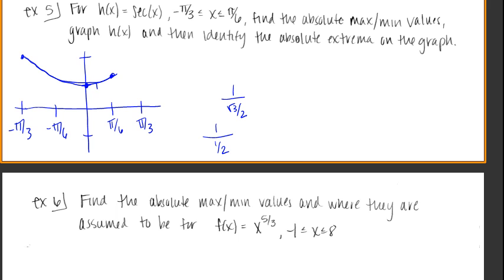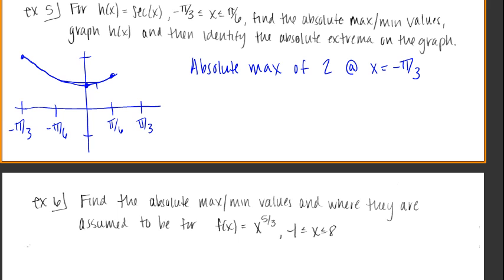Now we want to answer the questions of what are my local maxes and mins, or my absolute maxes and mins. So we have an absolute max of 2 at x equals -π/3, and we have an absolute minimum value of 1 at x equals 0.